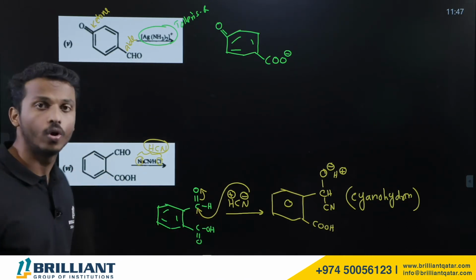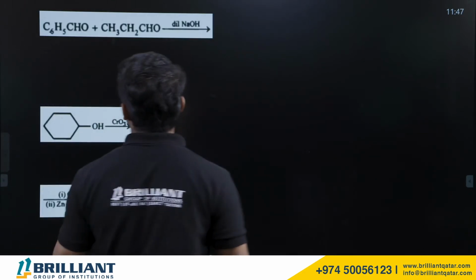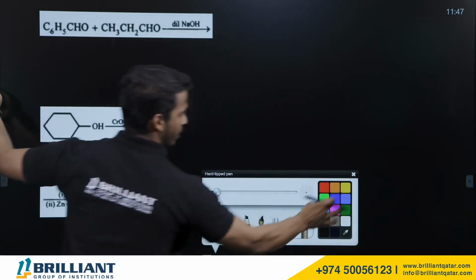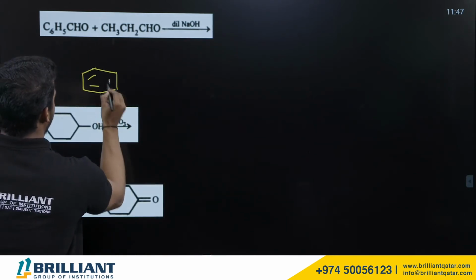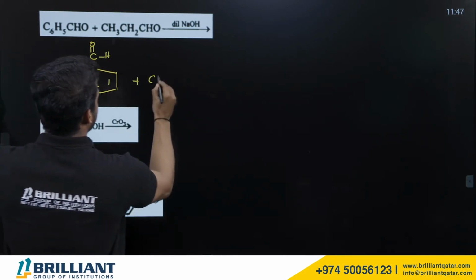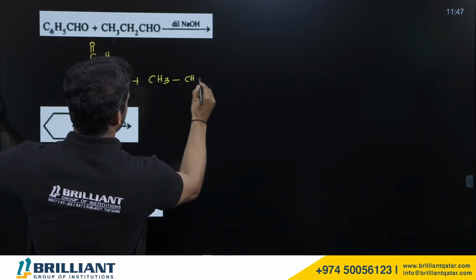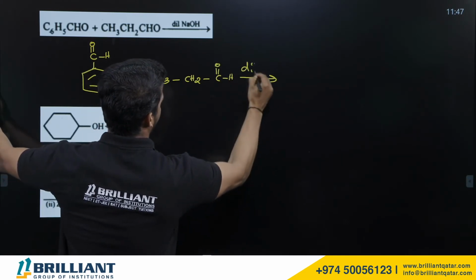It will give you cyanohydrin as a product. Next one, C6H5CHO. C6H5CHO is nothing but benzaldehyde. Okay, benzaldehyde, CHO, plus CH3CH2CHO, okay, with a dilute NaOH.